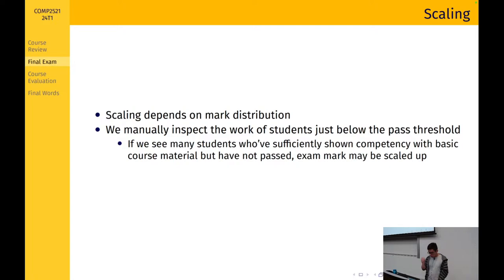To determine if we need scaling, we might look at the work of students who just barely didn't pass. If we look at their answers and see that this student shows enough understanding of the course, then we might scale them up to a pass.